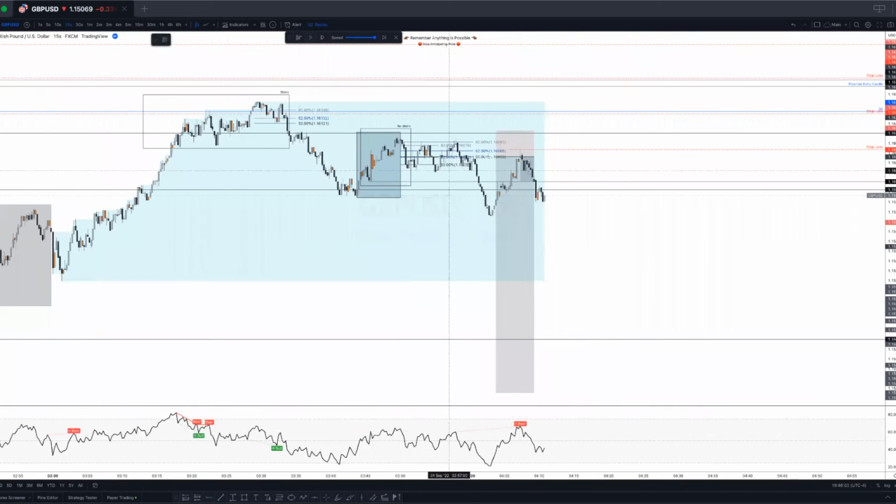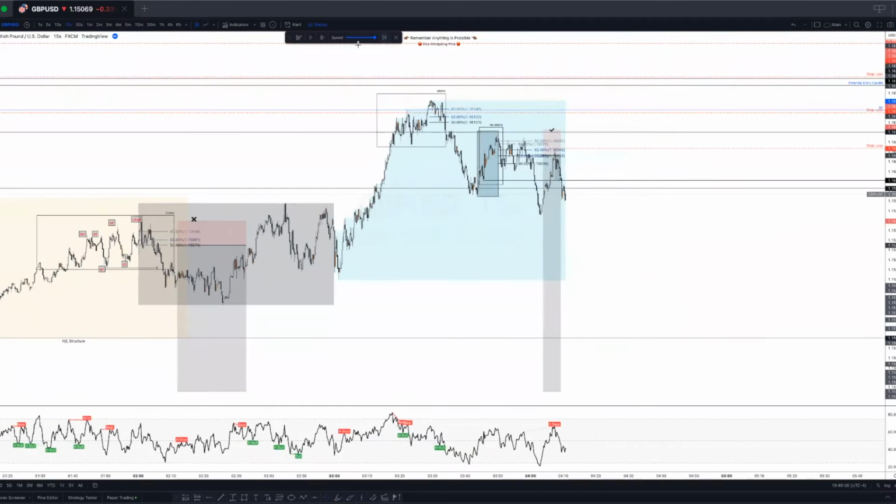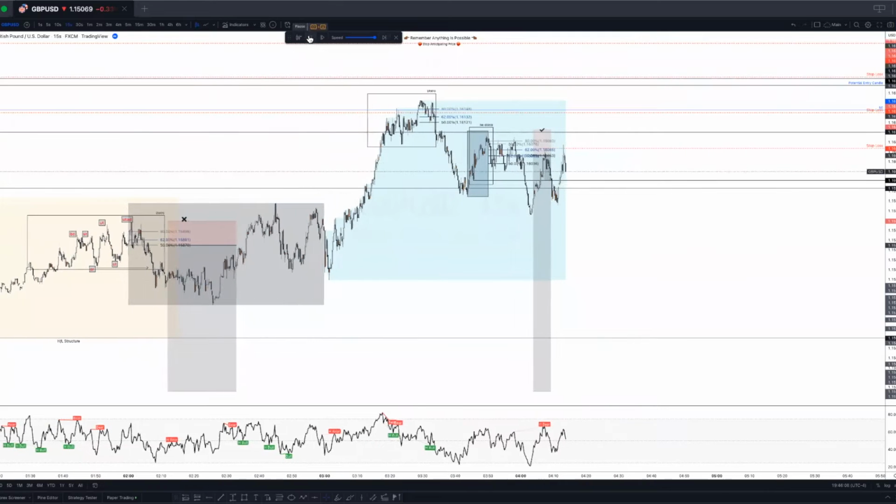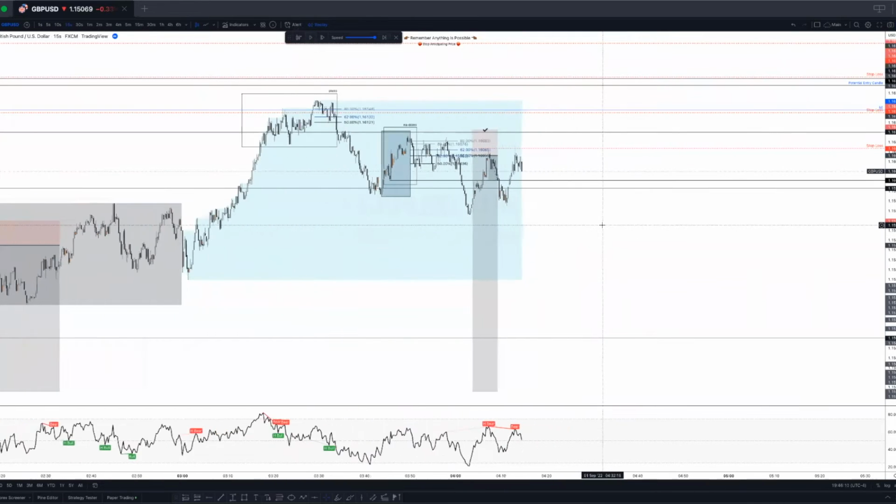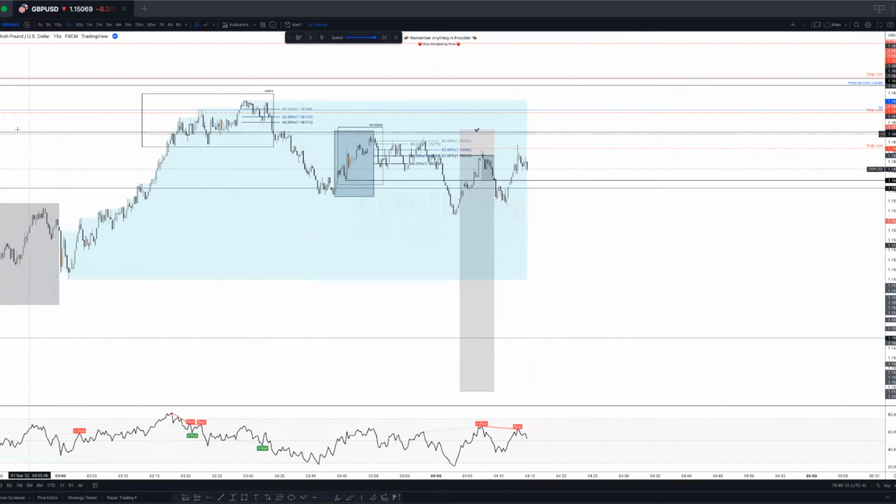So this is another trade we entered. It's following the bias. This is London. And we got stopped out. Reduced risk. Absolutely fine.